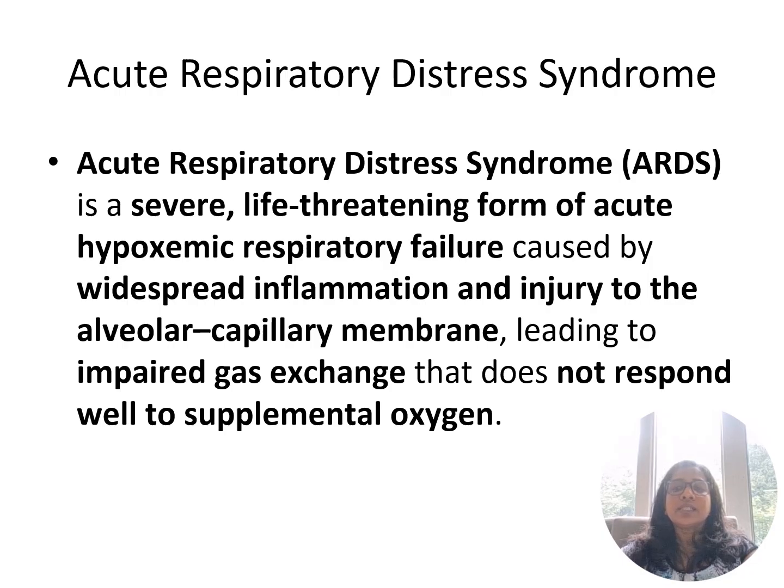So next condition is acute respiratory distress syndrome, which is a life-threatening form of acute hypoxemic respiratory failure. So what happens with this is that there is widespread inflammation and injury to the alveolar capillary membrane, leading to impairment in gas exchange. And this also does not respond to oxygen supply or supplemental oxygen.